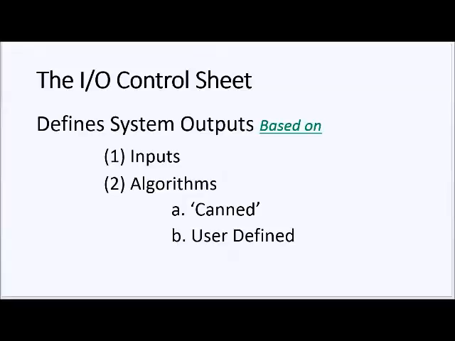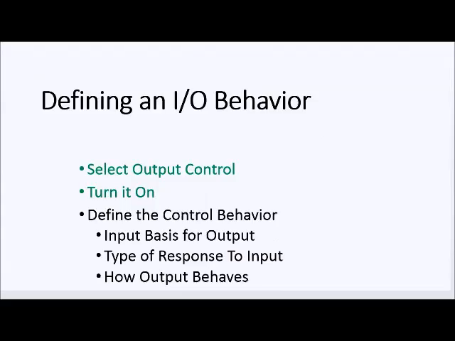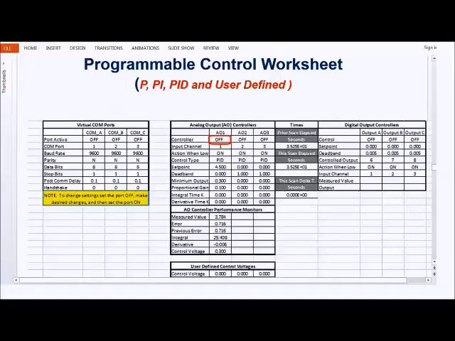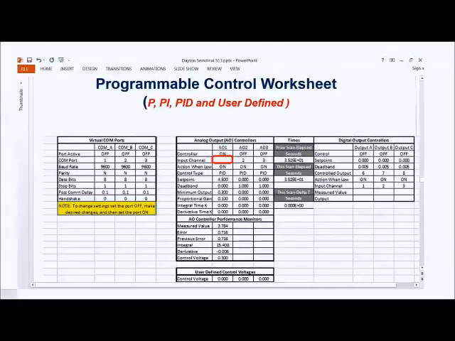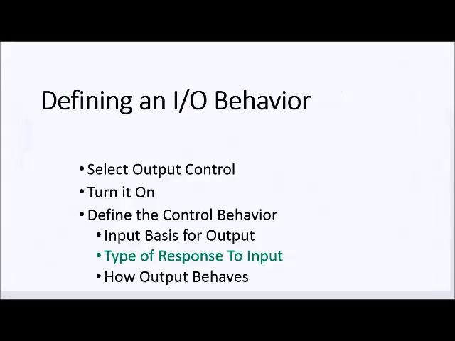We have the virtual COM ports, the analog output, and the digital output. The I/O control sheet defines system outputs based on inputs and algorithms which can be canned or user defined. To define an I/O behavior, first you have to select output control and turn it on. Here the A01 controller is showing that it's off, and we're going to turn it to on. Next, we're going to check the input channel and make sure it's looking at the input that we want the control to be based on, and we put it on 1.